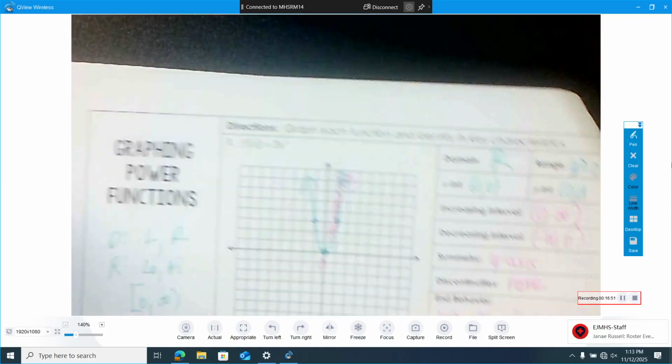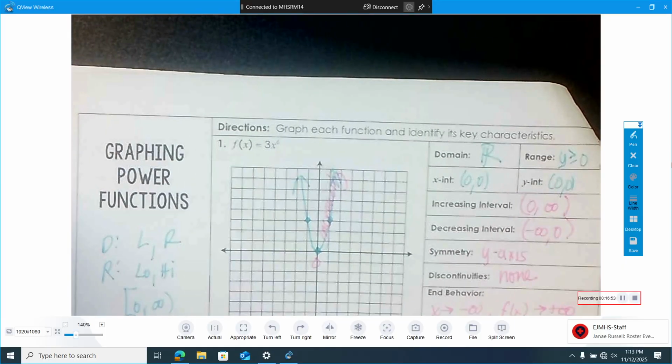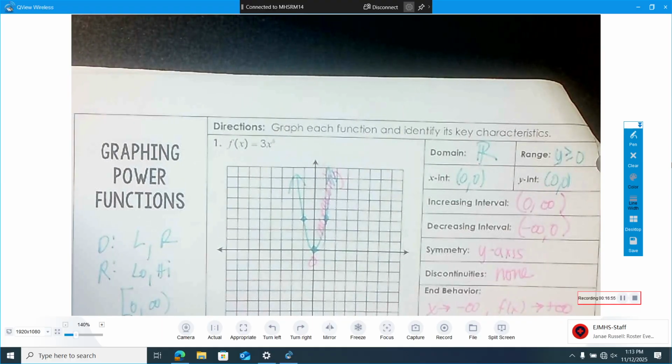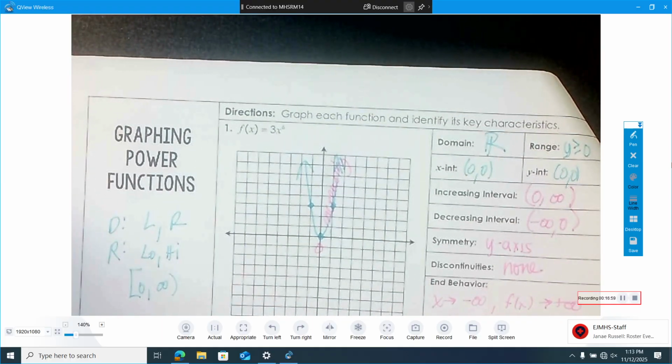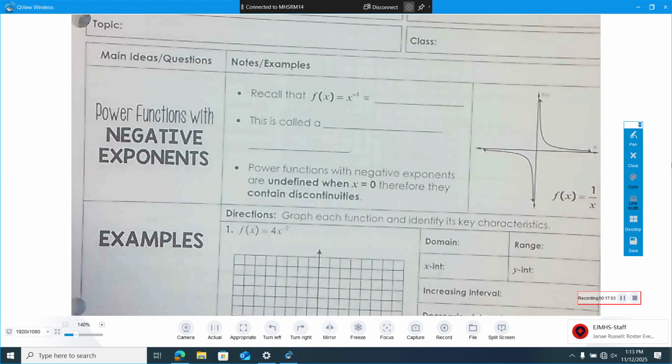Do we have to put the positive sign? You do not. I like to because it's one of those invisible math things that as a teacher I never want anything invisible. All right, turn the page.